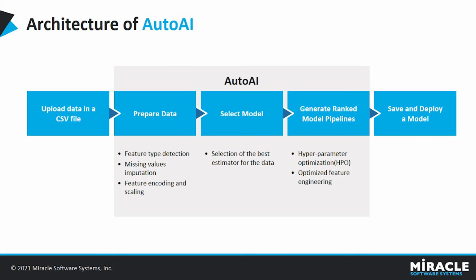After your data is properly processed, there comes a significant step, that is automatic model selection. Depending on the target column, the best estimator will be selected and trained. After this, pipelines will be generated with the selected model types. In this step, it uses hyperparameter optimization and optimized feature engineering. Once all the pipelines are generated, we have to select the best one and deploy it for testing. This is the architecture of Auto AI.